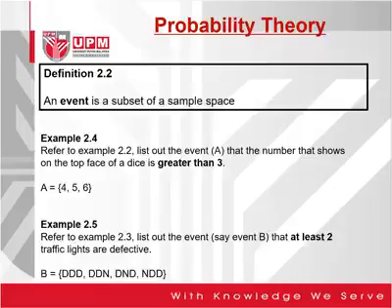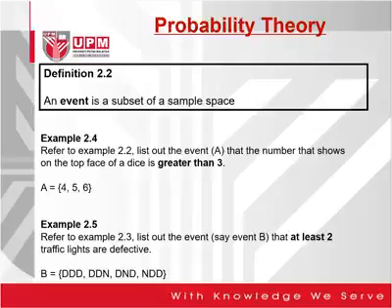Okay. Now you refer to example 2.4. You refer to example 2.2. List out the event A that the number shown on the top face of the dice is greater than 3. Greater than 3 means that 3 is not included. It's 4, 5, or 6. So A is a definition of events.